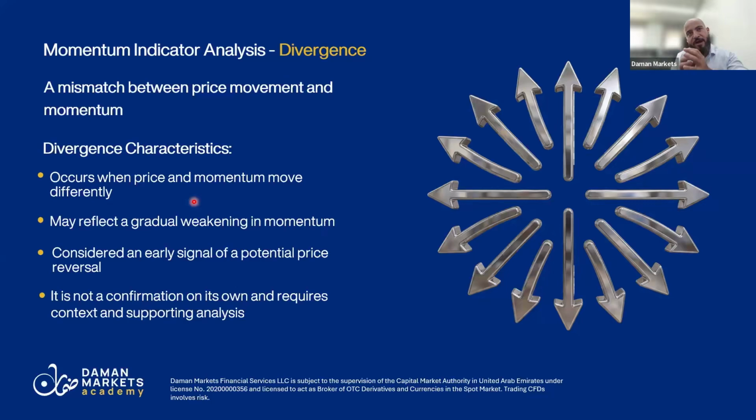It may reflect a gradual weakening in momentum. It is considered an early signal of potential price reversal. Why? Because divergence happens before the price reverses. That's why it is a leading signal. It is not a confirmation on its own and requires context and supporting analysis.